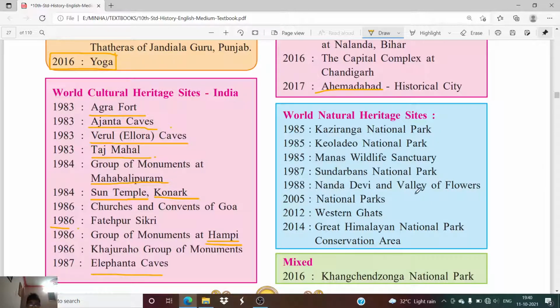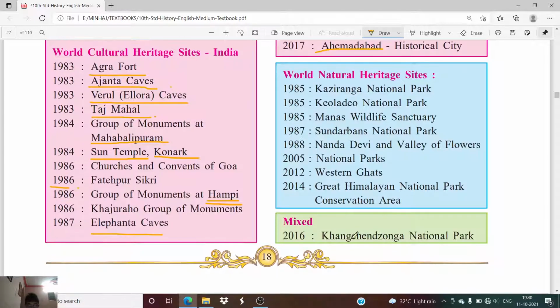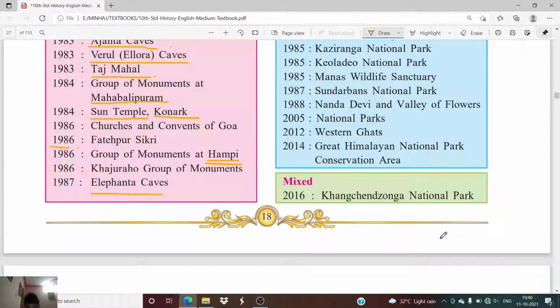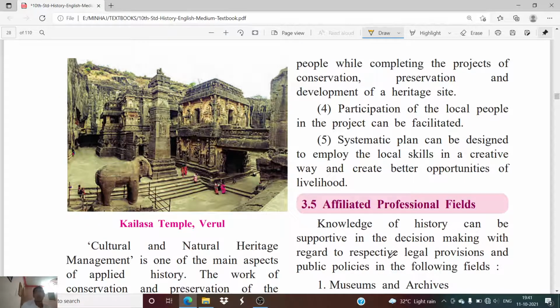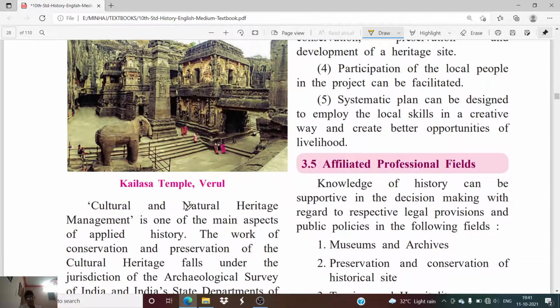The Nanda Devi and Valley of Flowers National Parks in 2005, Western Ghats, which were declared World Natural Heritage Sites in 2012. Then in 2014, Great Himalayan National Park Conservation Area. So in 2016, Kanchenjunga National Park is also declared as a World Natural Heritage Site. Okay. Now let us see some of these sites. Okay, let us try to understand all these sites properly.